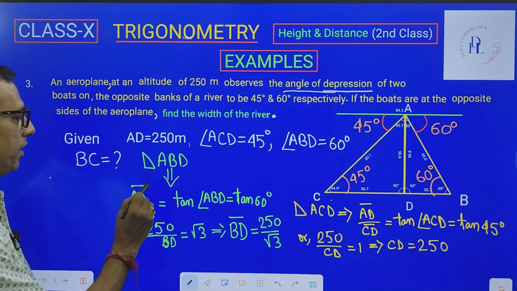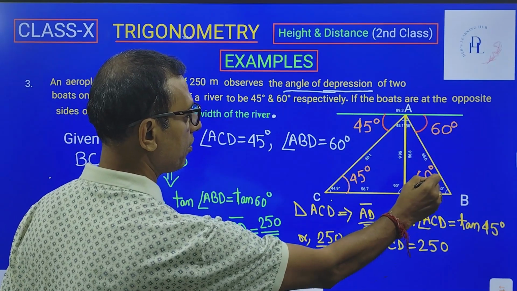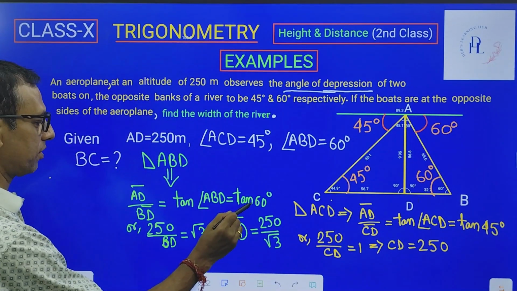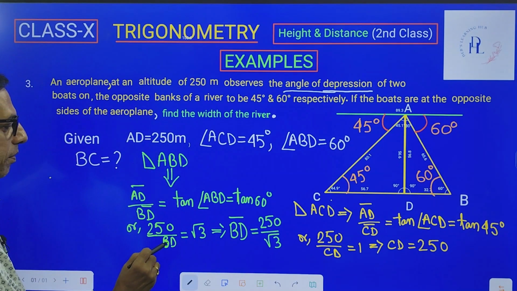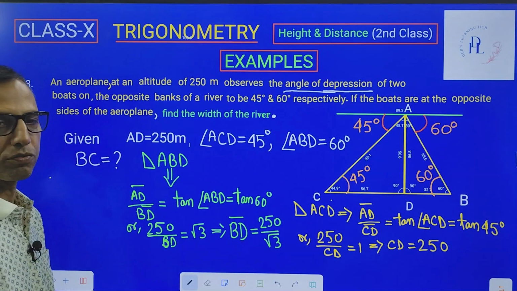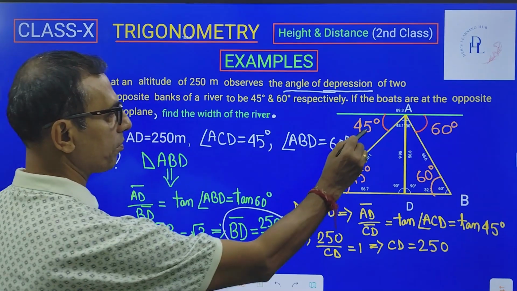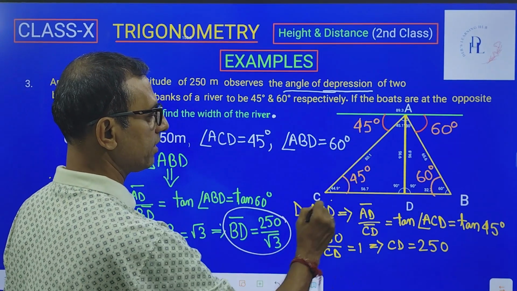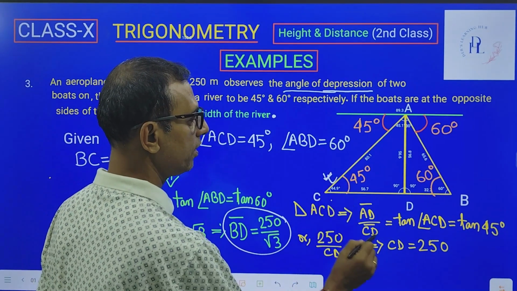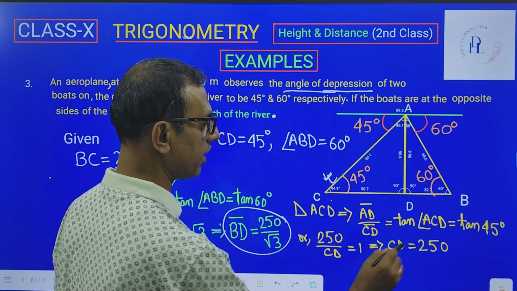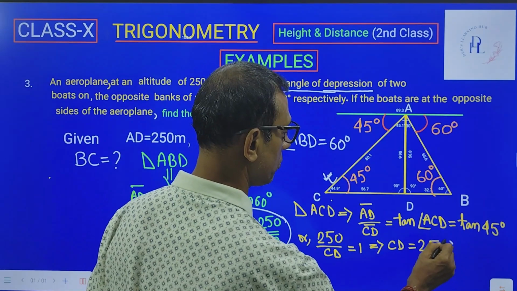From triangle ABD, AD by BD equals tan 60 degree. Replace the value of AD, 250 meter, here. So 250 by BD equals root 3, BD equals 250 by root 3. So that is what I already got for BD. Now from triangle ACD, AD by CD equals tan of ACD, that is tan of 45 degree, which equals 1. So 250 by CD equals 1, CD equals 250. So this you also got.